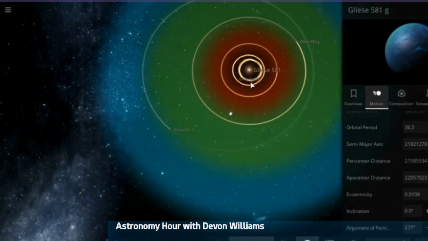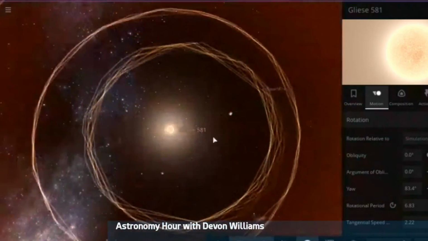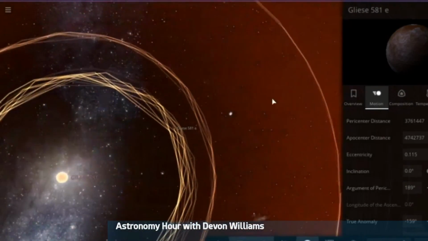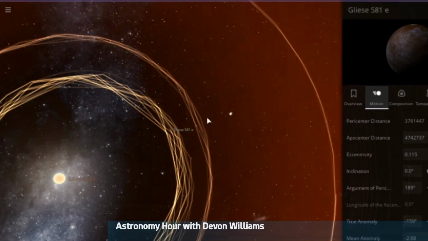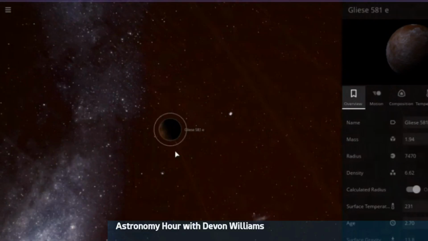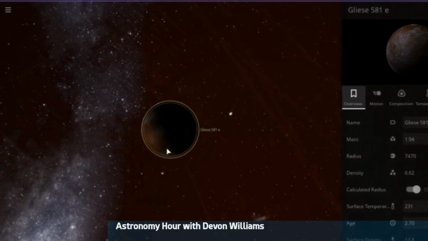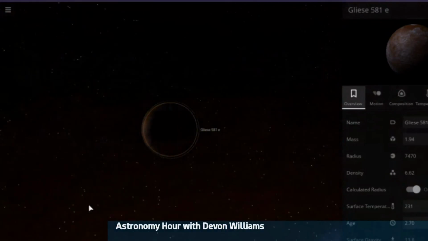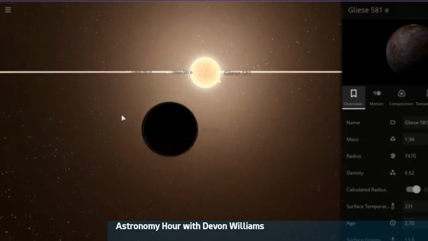But anyways, without further ado, let's get in and start talking about the planets in this system, because I think that every single planet in this system is just interesting in its own right. And this is Gliese 581e. So the first one here, and this is basically this system's Mercury. It's the closest in to the star.